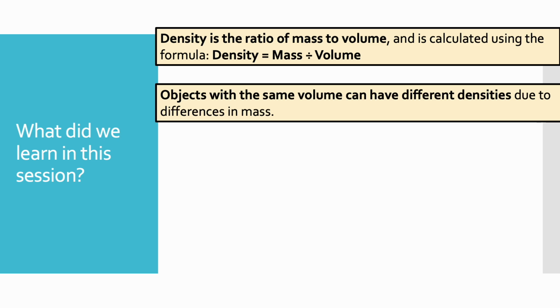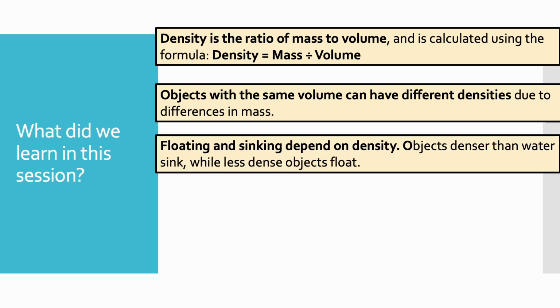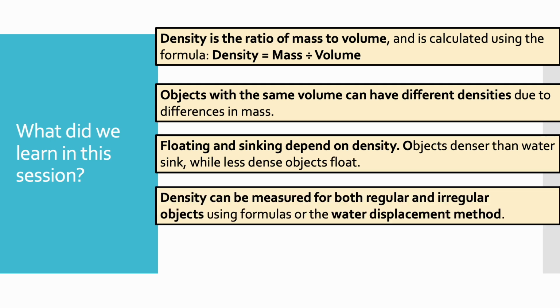A wooden cube and a steel cube of the same size will have very different densities. Steel is heavier because it's more tightly packed. Floating and sinking depend on density. If an object is denser than water, it will sink. If it's less dense than water, it will float. That's why ships float but nails sink.